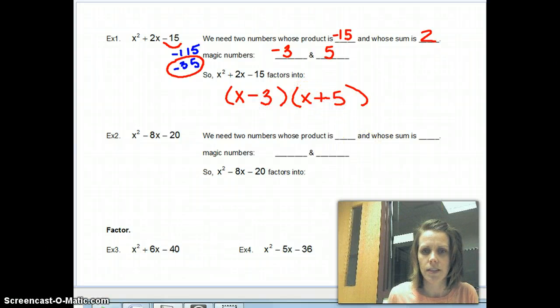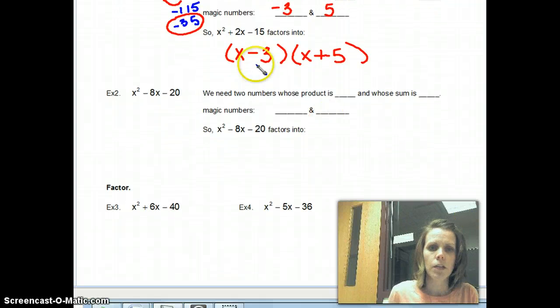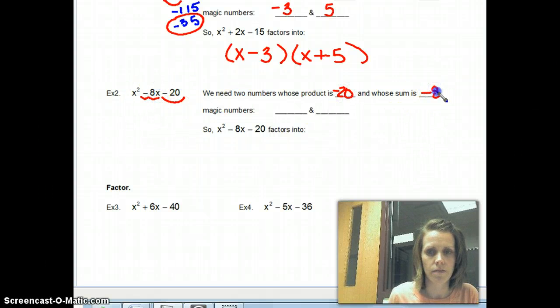Okay? Let's look at this second example. We need two numbers whose product is negative 20, so multiply to be negative 20, and add to be negative 8. Okay? So I'm going to have two different signs since my product is negative. So I'm going to list out my factors of 20. So 1 and 20, 2 and 10, 4 and 5.